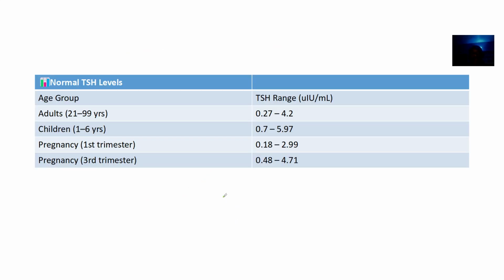Alright? So this is the normal thyroid stimulating hormone level. Now you are learning the normal so that you can know the abnormal. Anything below this range or above this range, you know there's a problem. We'll talk about all those thyroid related issues, like hypothyroidism and hyperthyroidism, very soon.